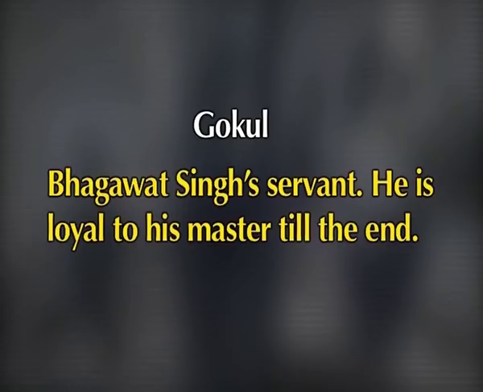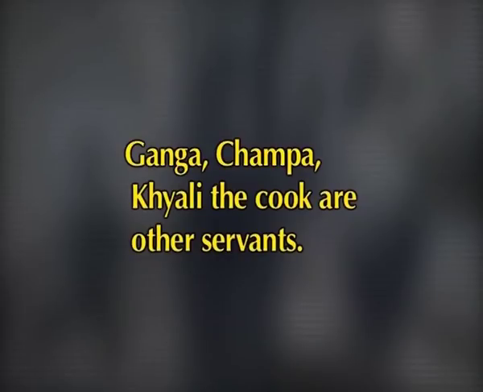Bhagavat Singh's servant is Gokul. He is loyal to his master till the end. When Bhagavat Singh is on his deathbed, Gokul does not leave his side but looks after him, neglecting sleep and food. Ganga, Champa, Khyali, the cook are other servants.